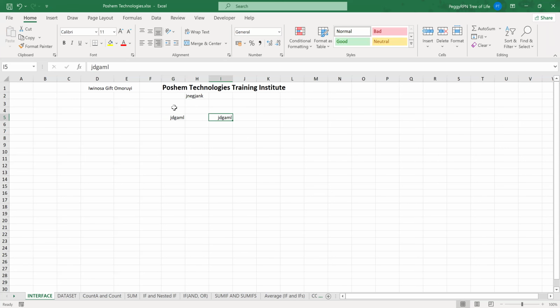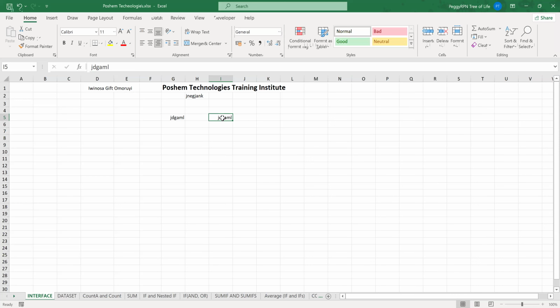So you see now it has disappeared from here. So copy and cut are not the same thing. When you copy, it leaves the original one, and when you paste it there, you have two copies of it. But to cut means to remove it from that cell and place it in a new cell.